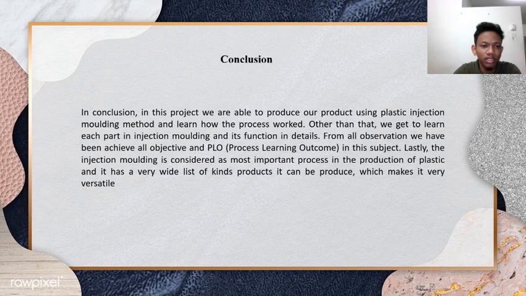Conclusion. In conclusion, in this project, we are able to produce our product using the plastic injection molding method and learn how the process works. Other than that, we get to learn each part in injection molding and its function in detail. From all observations, we have achieved all objectives and the PLO, program learning outcomes, in the subject. Lastly, injection molding is considered one of the most important processes in the production of plastic and it has a very wide list of kinds of products it can produce, which makes it very versatile.